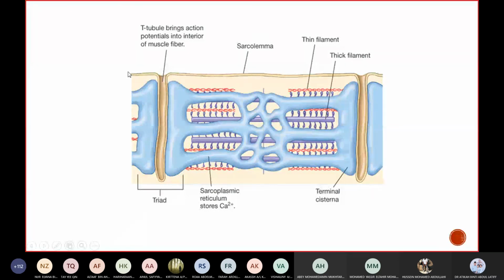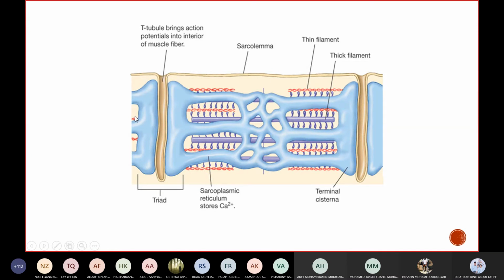So this is the T tubule. If you imagine this is the sarcolemma, which covers the muscle fiber from the outside, the impulse or the nerves will give information or action potential here at the sarcolemma. Because of the T tubules, the action potential can quickly pass inside the muscle fiber and be disseminated throughout the whole muscle fiber.